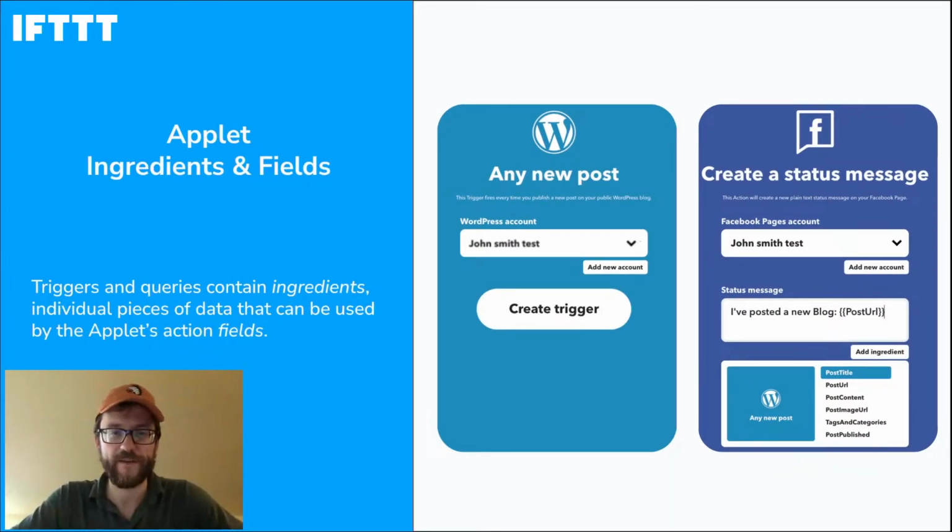action. And so you can see here in this instance of this applet, with any WordPress new post, the Facebook status message that is created actually uses the post URL from that WordPress post, adds it into the applet, and can then set up the automation exactly how you need to post that link.